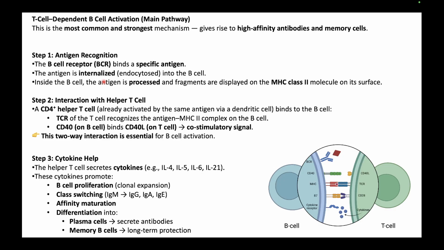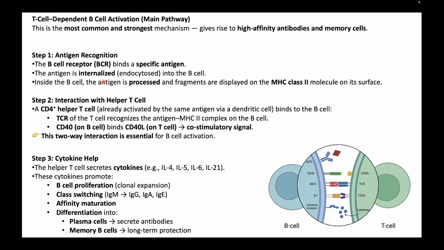Yeah, so for the T cell dependent B activation, there are these steps. First step is antigen receptor binding. The B cell receptor, which is nothing but the antibody molecule, binds to the specific antigen. Once the antigen is bound to the antibody, it is internalized into the B cell.